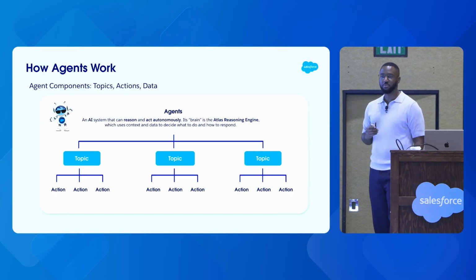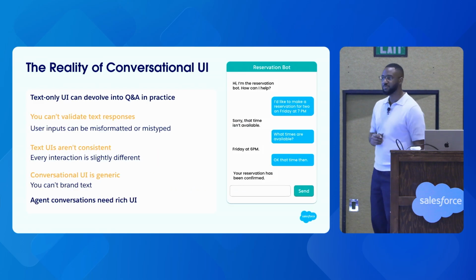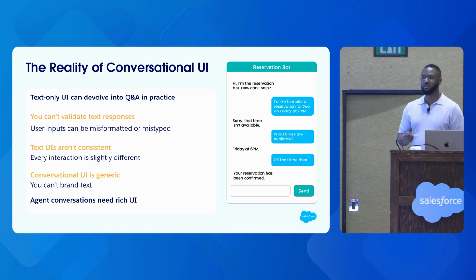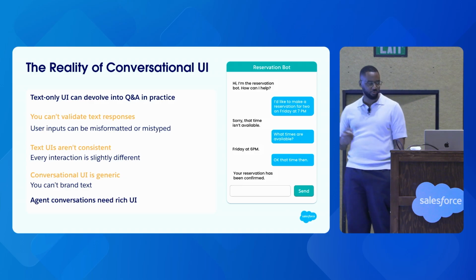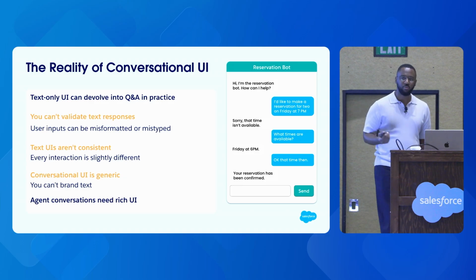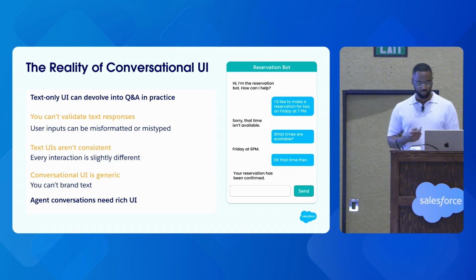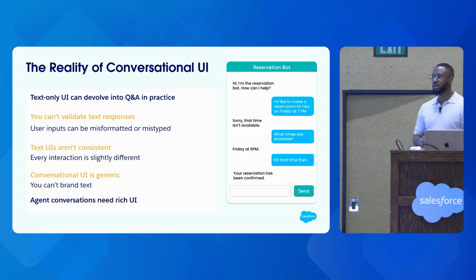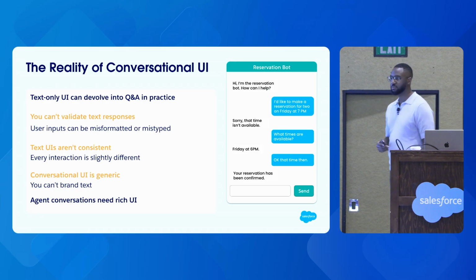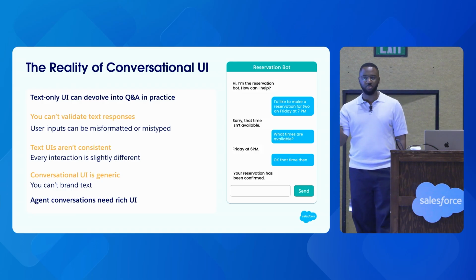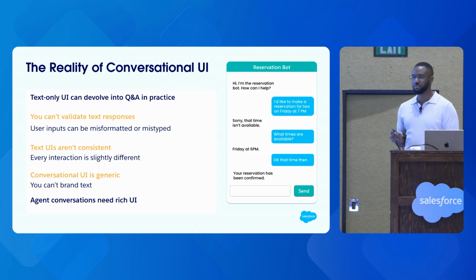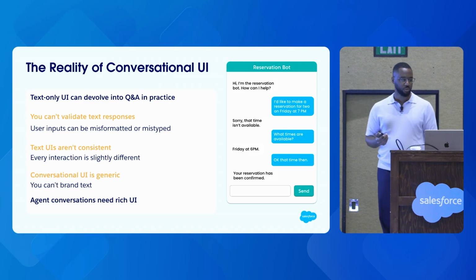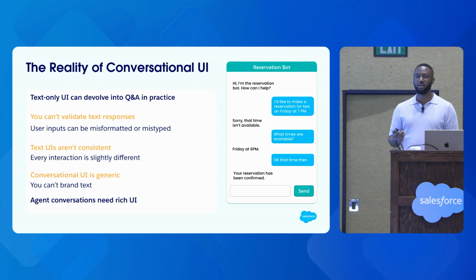But if you've ever used agents, you know that while it's a very promising technology, it has some hiccups. When you're dealing with text-only UI, it can quickly devolve into Q&A. So let's say you are trying to book a reservation, right? You say, I want to book a reservation at this restaurant at this time. If that time's not available, now you have to restart the flow. The problem with text-driven UI is that it's very implicit.